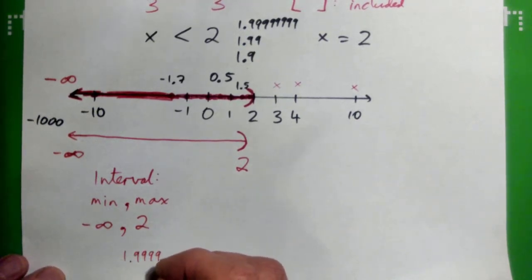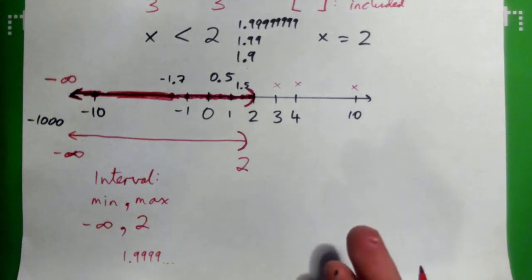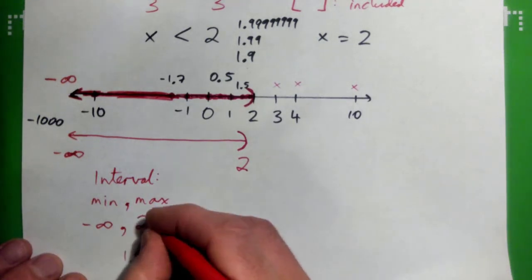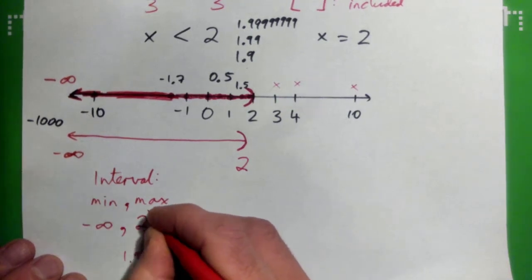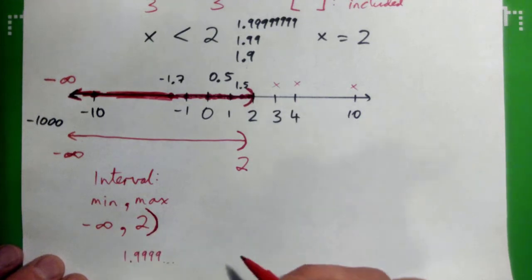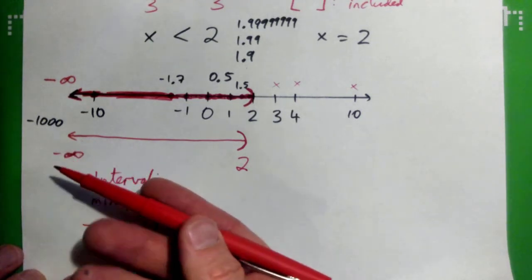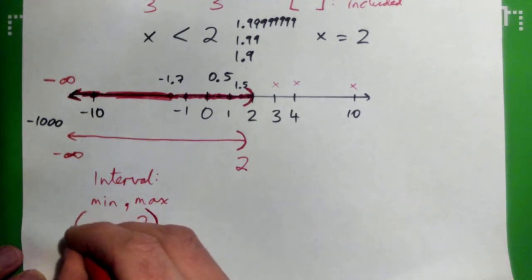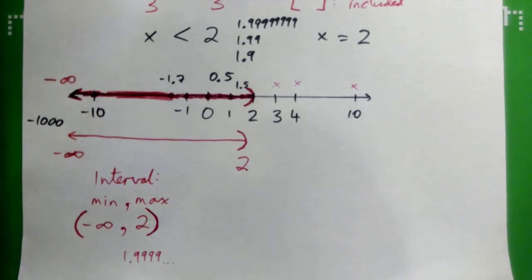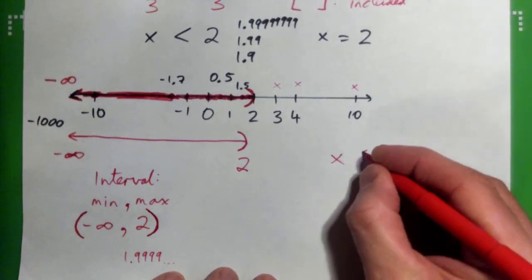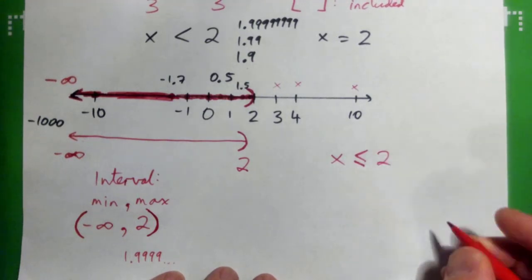Well, of course you can think of it as really kind of 1.9999999, right? But it's 2 with a parenthesis to show that we get up to 2, but we don't quite reach it. Right? 2 is not included. And can we ever reach negative infinity? So we need a parenthesis around the negative infinity, not a square bracket. Okay? So that's that.